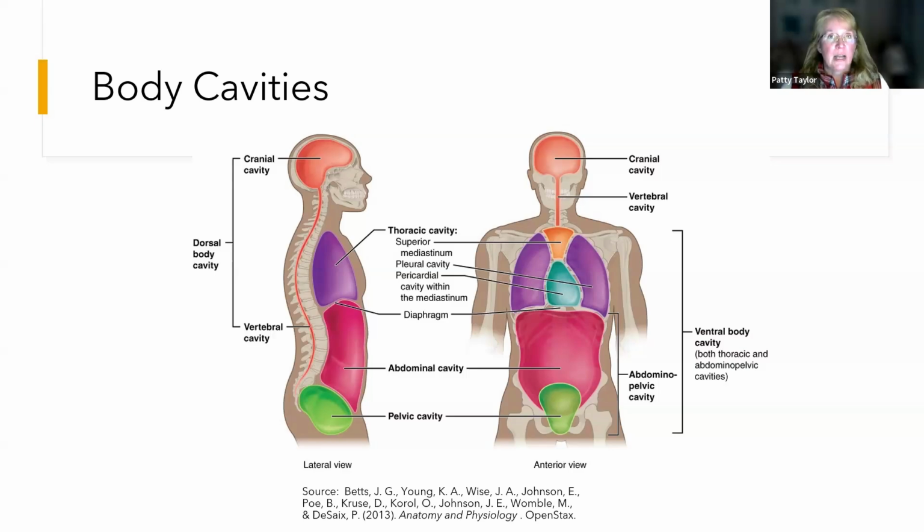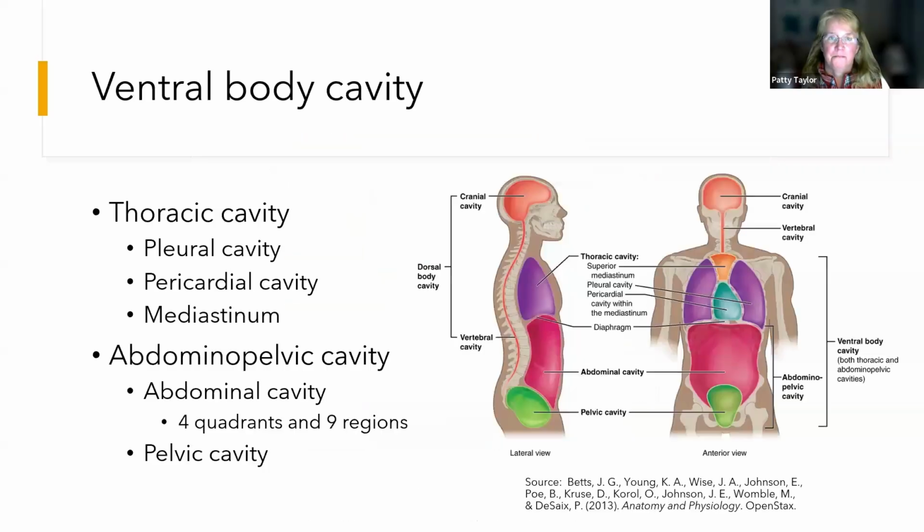So it does help to look at it from a side view to see how the ventral cavity does sit toward the front of the body, and the central nervous system is housed in the dorsal cavity on the back side of the body. So let's talk about the ventral body cavities first.